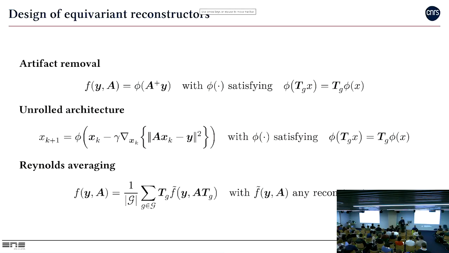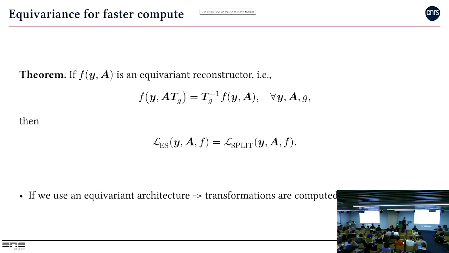And why is this useful? Because if I choose one of these architectures, by construction, by design, the loss will simplify. We have the following simple theorem, which says that if F is an equivariant reconstruction by construction, then just minimizing splitting is the same as minimizing the equivariant splitting. Why? The expectation over G is gone, so we just need to split and that's it. And intuitively, the expectation is gone because it's inherent to my neural network.